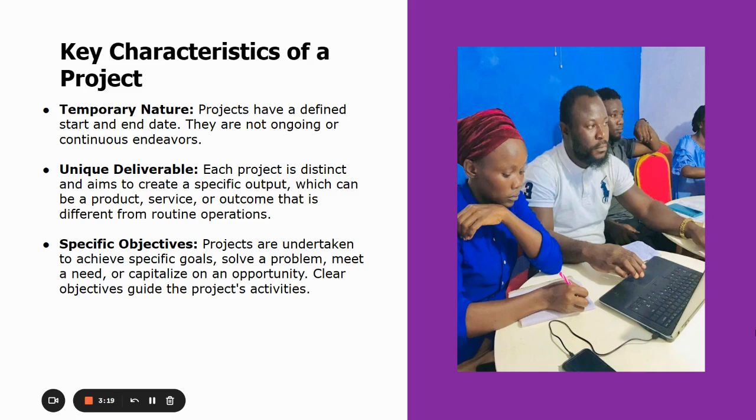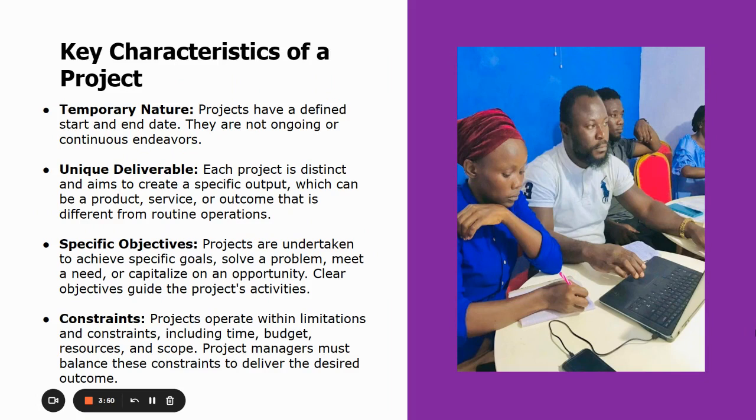It could be to solve a particular problem that we have identified. It could be meeting a need, or it could be capitalizing on an opportunity. Maybe you have identified an opportunity that you want to capitalize on, and you need to implement a specific project to achieve that. So a project must have a clear objective that we want to achieve at the end, and the objective of the project will determine the kind of activities that we need to carry on in order to achieve the project objective.